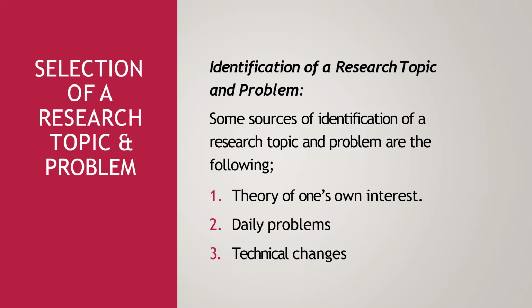So, how to identify a research topic and a research problem? We will discuss the identification of a research topic and problem. There are some sources for identifying a research topic and problem, which are as follows. The first one is the theories of one's own interest. You have an interest in some particular research topic.